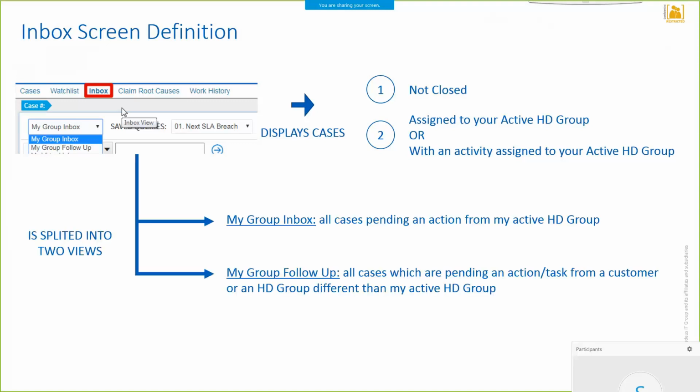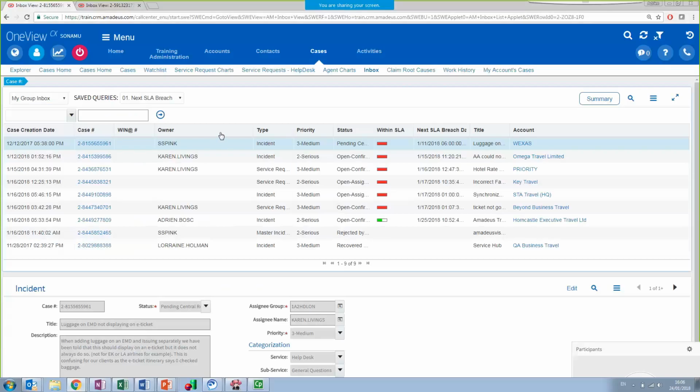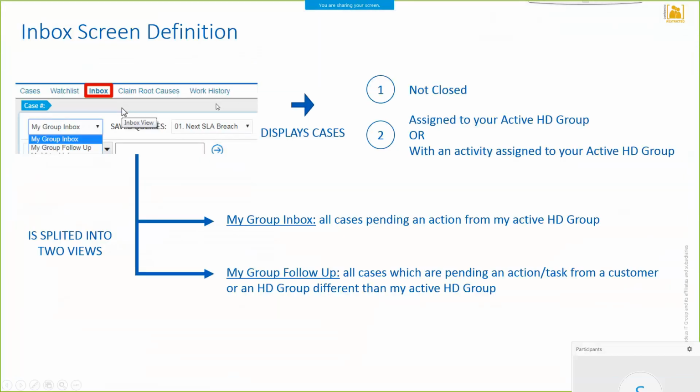Then the inbox is split into two views that you should know and that you can navigate easily by clicking on this icon here. I'm going to show you directly in OneView CX. If I click here, I will have access to my group inbox or my group follow-up. What will you find in these views? In my group inbox, it's all cases pending an action from my active helpdesk group. So if you have to complete an activity or just work on a case, they will be displayed in my group inbox.